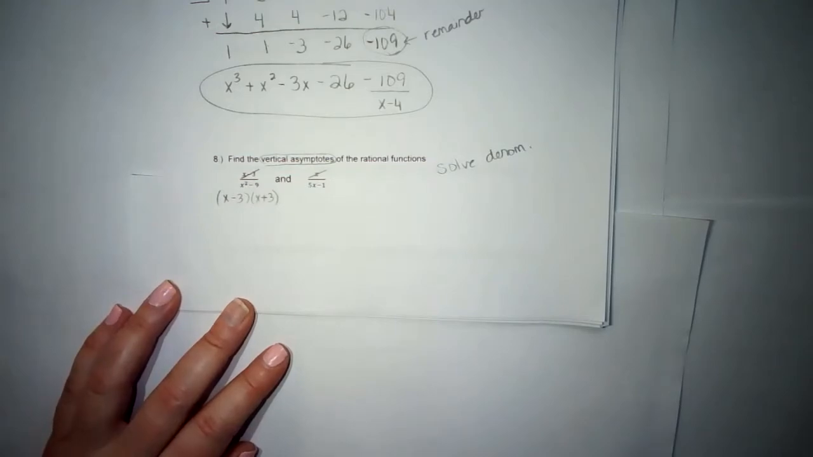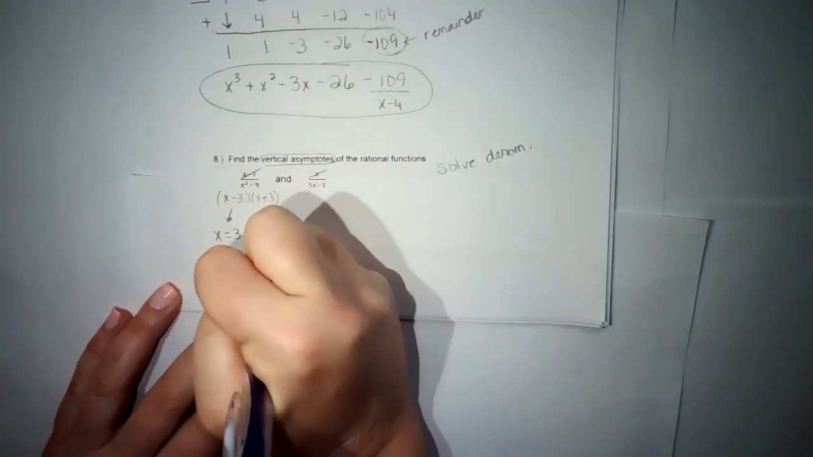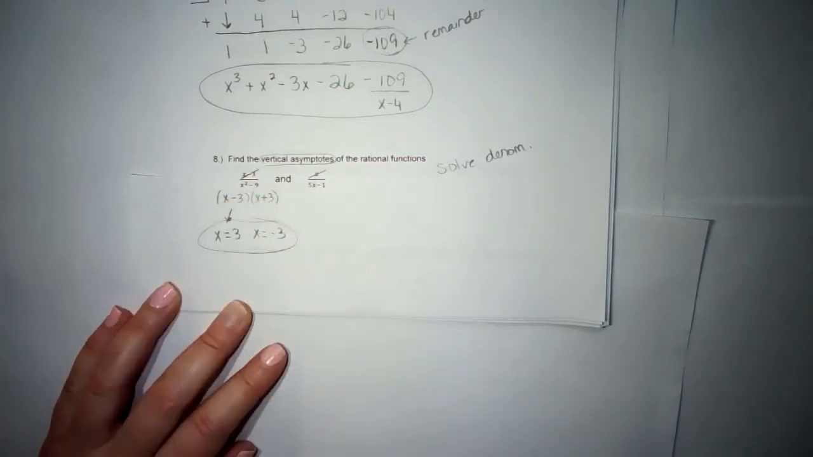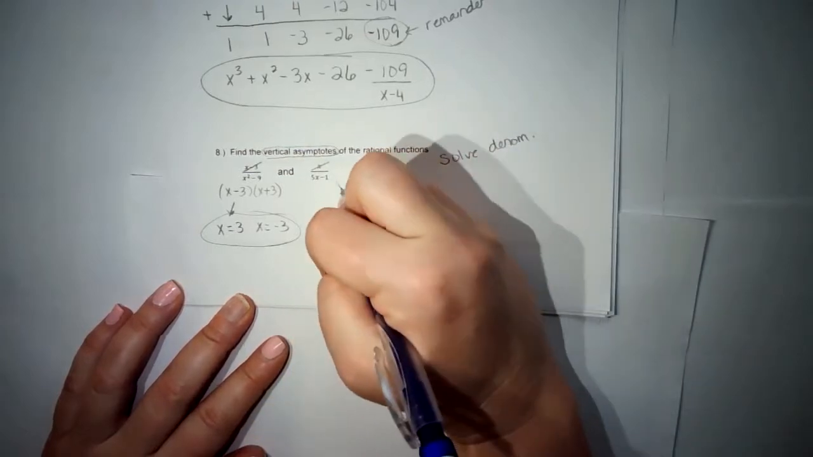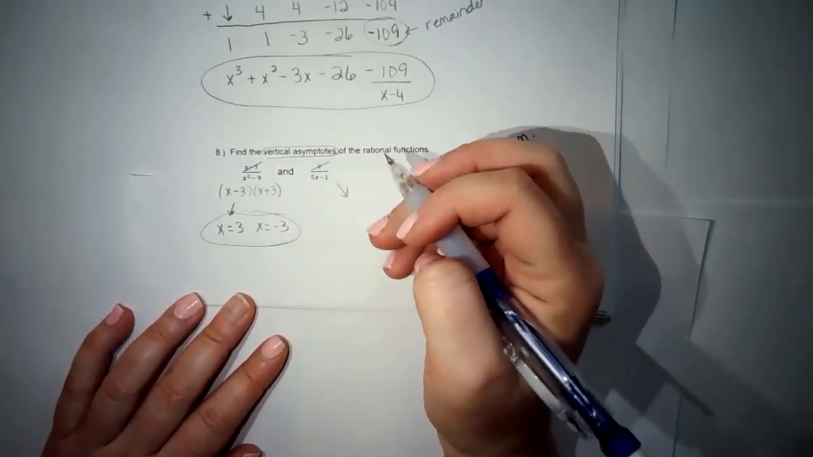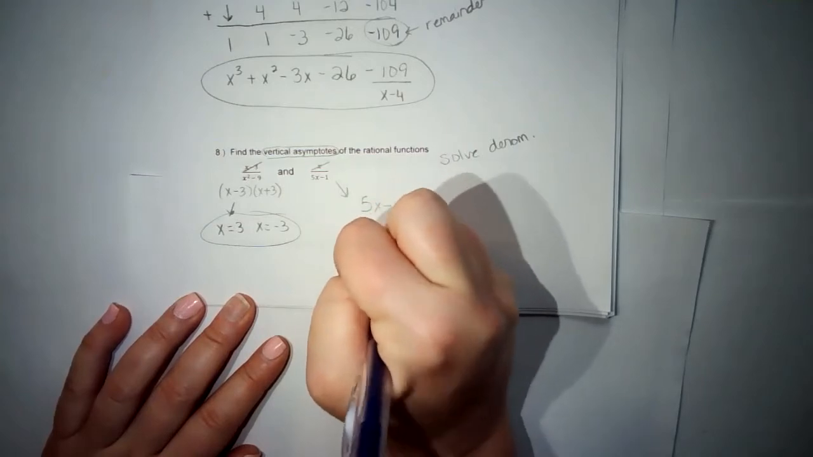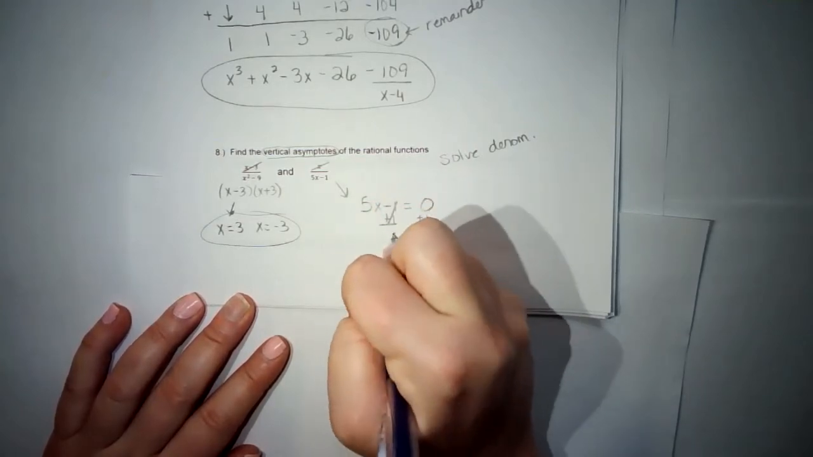We're going to set each one equal to 0 and solve. I get x equals 3, x equals -3. Those are its vertical asymptotes. That's it. Let's look at this other one. It doesn't have to be factored because it's not a square, but I do need to set it equal to 0 and solve because it's kind of yucky.